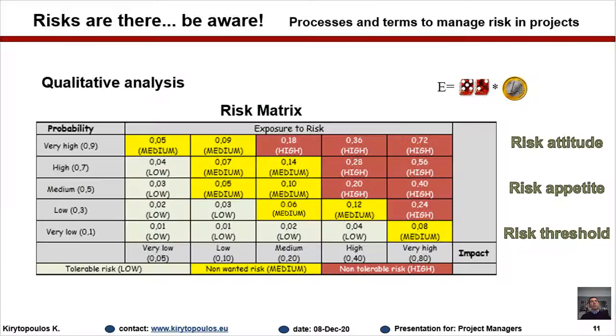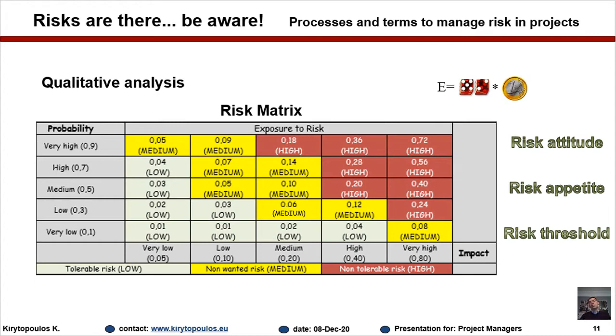When we're talking about qualitative analysis, usually the risk matrix comes to mind. So I assume that you have all seen a risk matrix, which is probability on the y-axis, impact on the x-axis, and the combination will give you what we call exposure to risk or risk score. And this will dictate the level that you have, whether risk is in the end high, medium, or low.